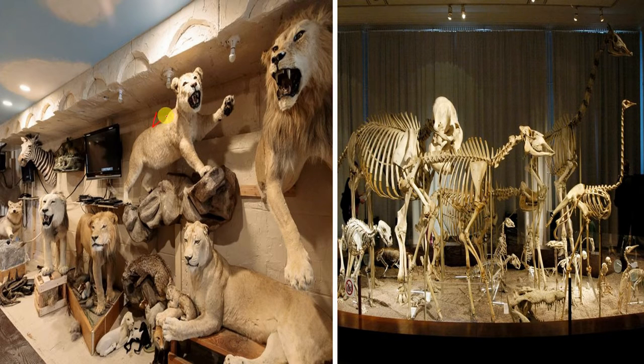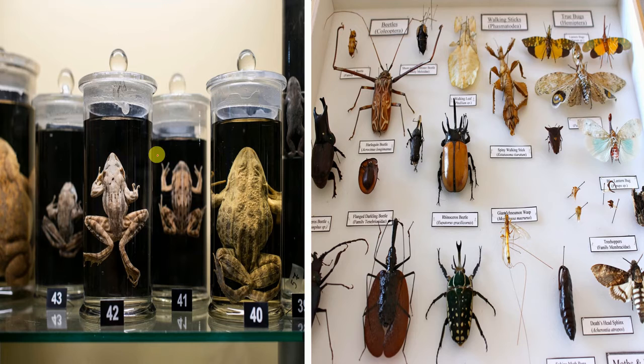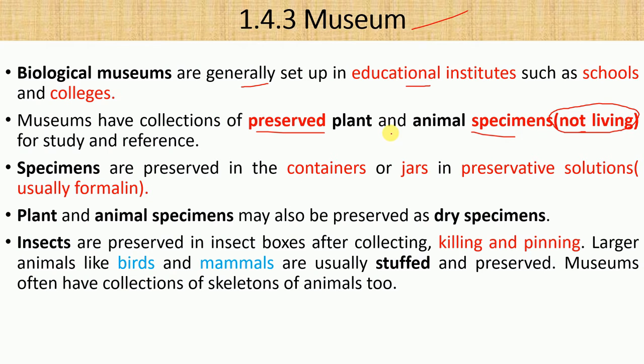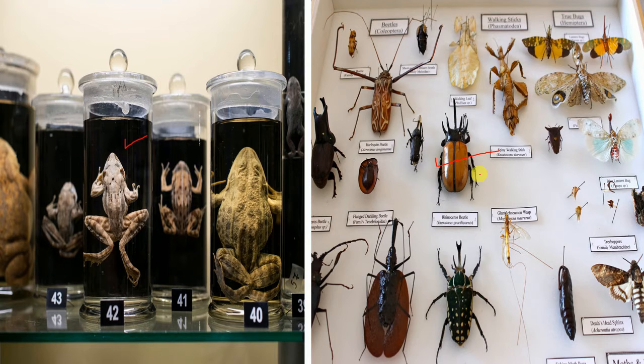So these are stuffed animals, and these are the skeletons of some animals. And here you can see we usually use formalin for the preservation of animal specimens, and these are various insects for study purposes. So a museum has its study purpose also, right? For insects there is a pinning method also. This is the pinning method, right, through which you can pin these insects and preserve them.